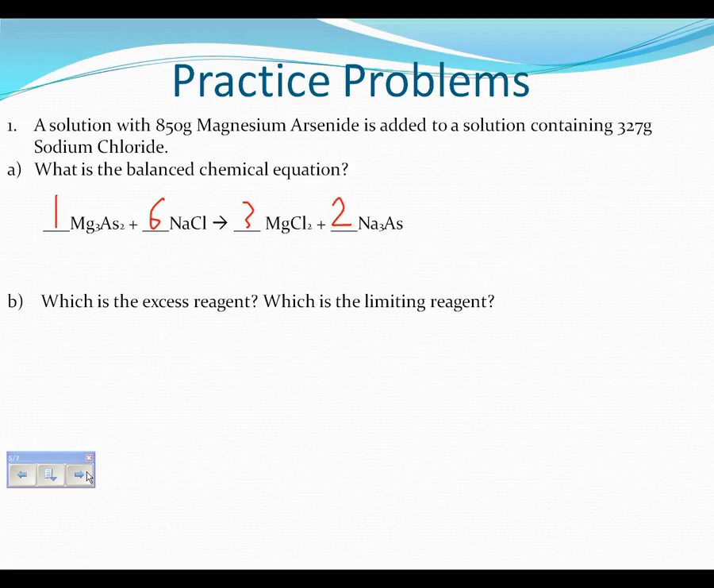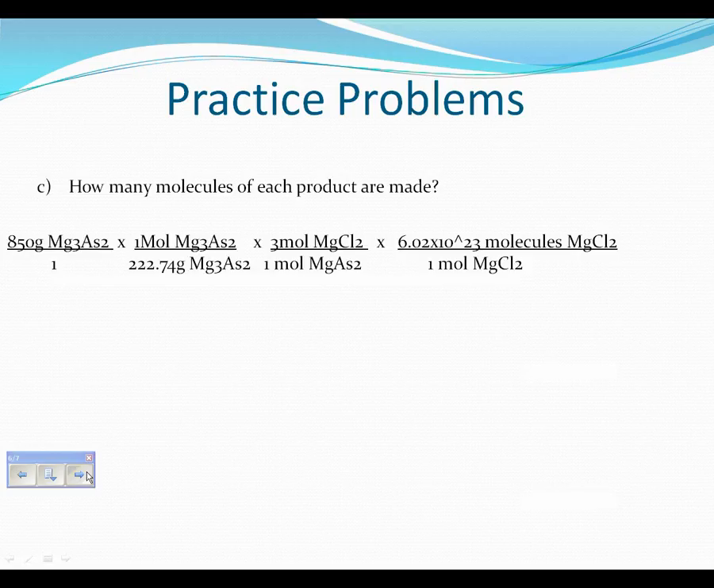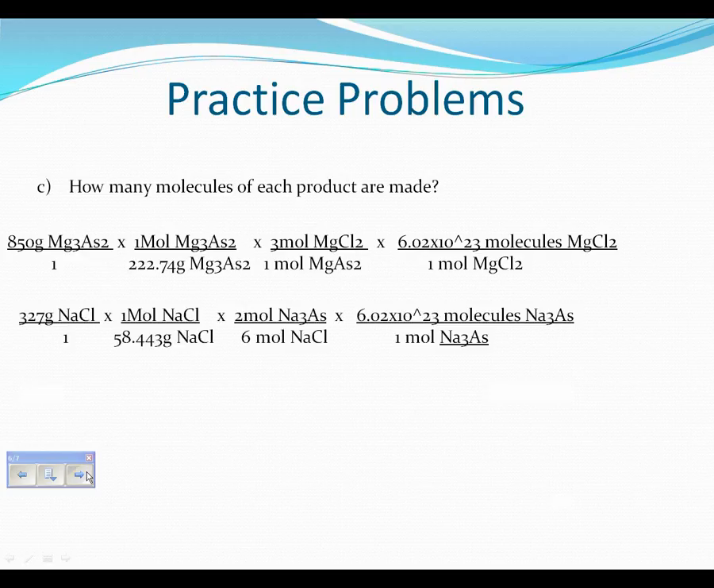Alright, next we have to find B, but we can find B while doing C, so we'll skip over to C. Alright, we will start off with 2 unit multipliers, starting with the givens, then we have to go to the products. We'll start with 850 grams of magnesium arsenide and go to molecules of magnesium chloride for 1, and start with 327 grams of sodium chloride and go to molecules of sodium arsenide in the other.